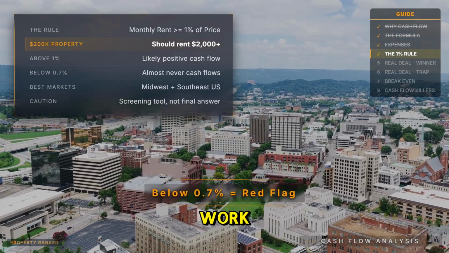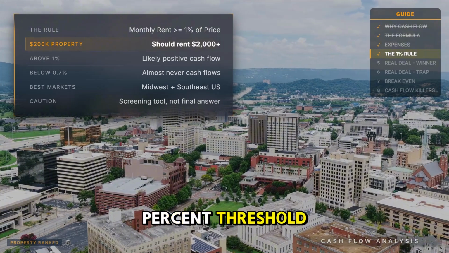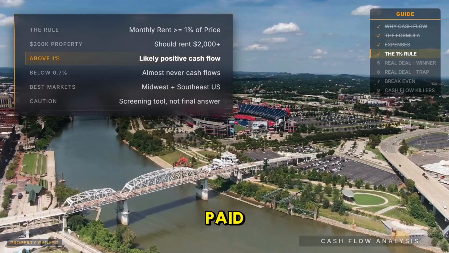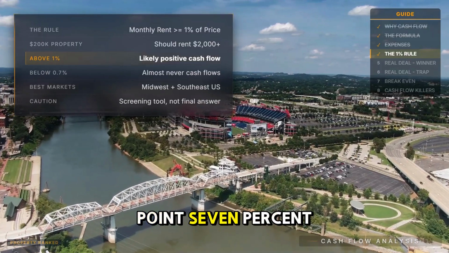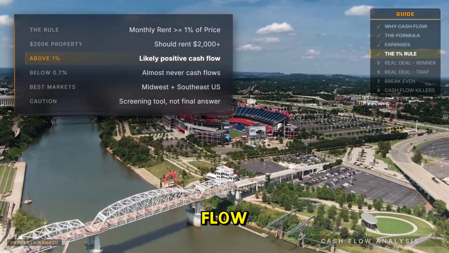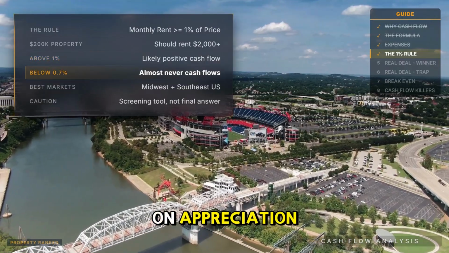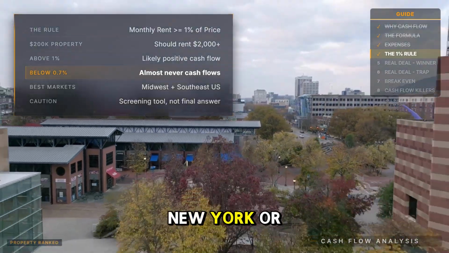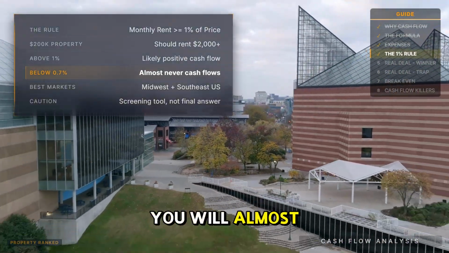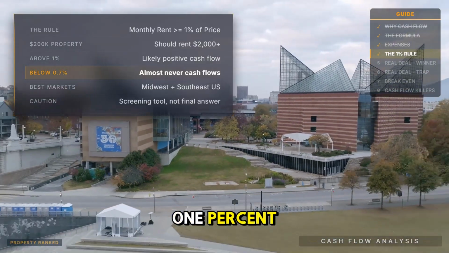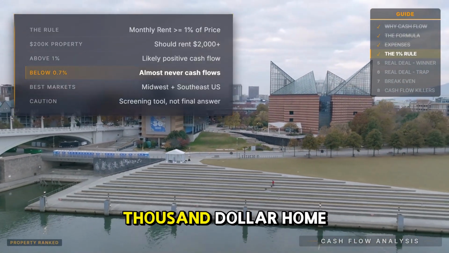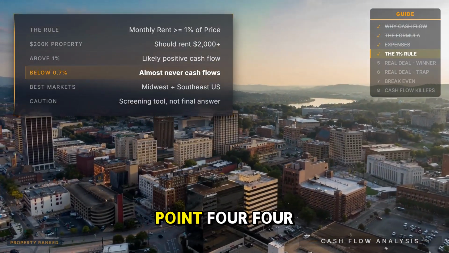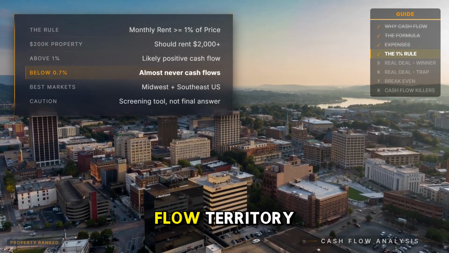Why does this work? Because properties that hit the 1% threshold almost always cash flow positively after all expenses and mortgage are paid. Properties below 0.7% almost never cash flow. They rely entirely on appreciation. Now, here is the reality. In expensive markets like San Francisco, New York, or Los Angeles, you will almost never find a property that hits 1%. In those markets, a $800,000 home might rent for $3,500. That is 0.44%. Negative cash flow territory.